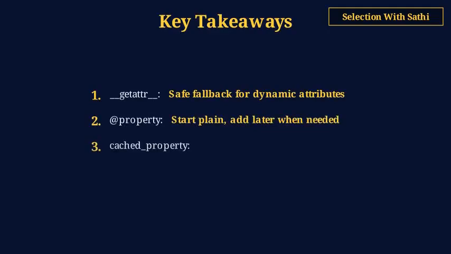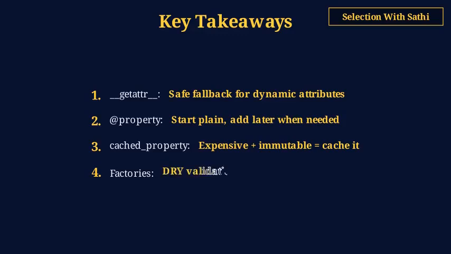Key tips from this chapter. Use __getattr__ for dynamic attributes. It's safe because it's called only when normal lookup fails. Start with plain attributes and add @property later. Python's uniform access makes this a seamless upgrade. Use cached_property when the value is expensive and doesn't change. And use property factories to avoid copy-pasting the same validation logic across multiple attributes.